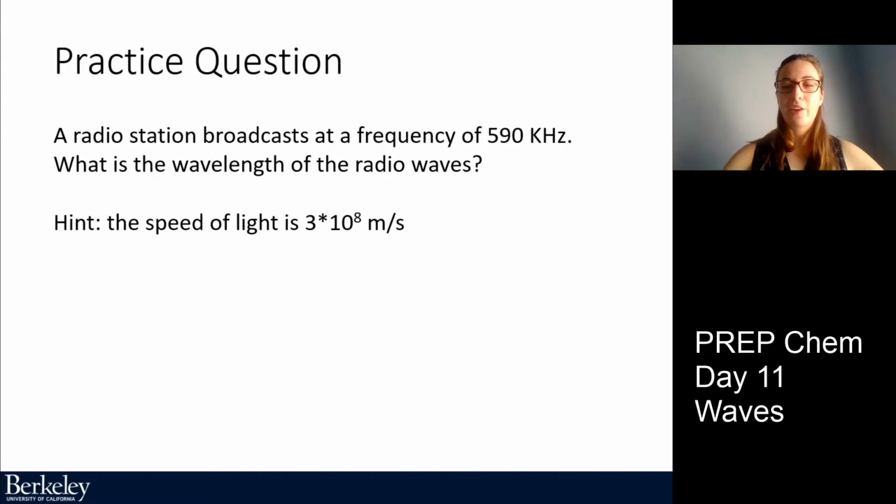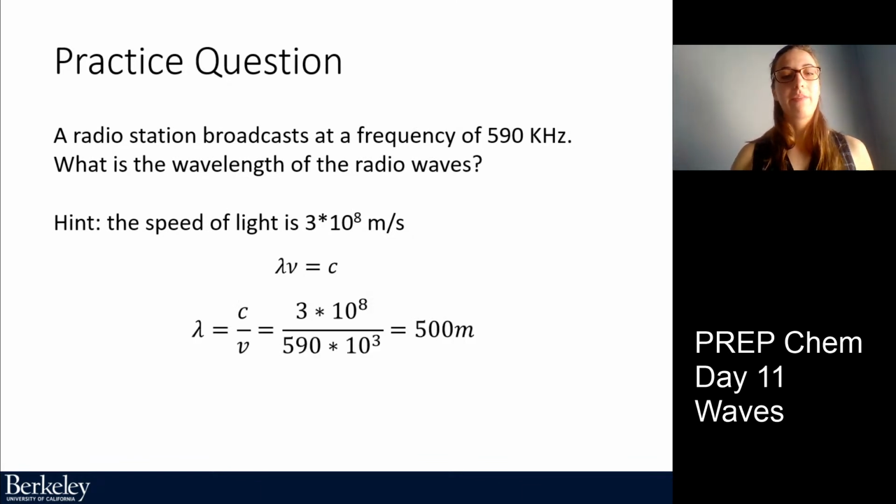Okay, great. So we're going to go ahead and go over this example. We know that wavelength times frequency must equal the speed of light. In this problem, we're asking for the wavelength, so you could rearrange that equation and write wavelength equals speed of light divided by the frequency. In this case, you would have 3 times 10 to the 8th divided by 590 times 10 to the 3rd hertz, and that would give you 500 meters as your wavelength. So hopefully everyone was able to get that okay.